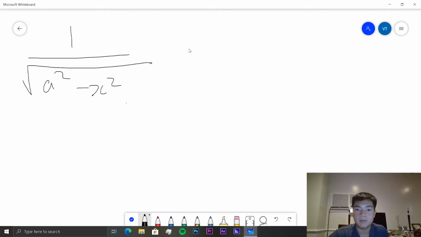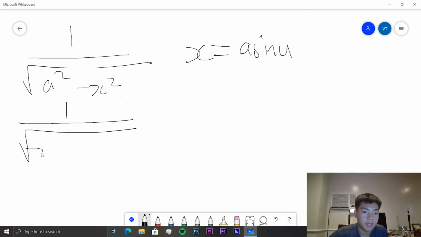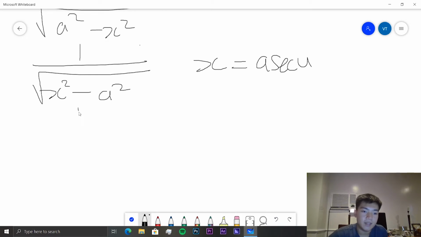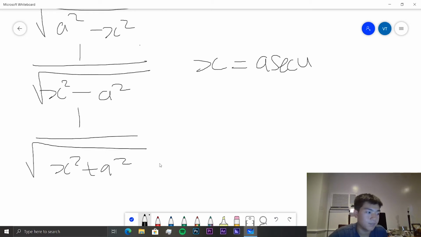we want to use the substitution x is equal to a sine u. If we have one that's 1 over the square root of x squared minus a squared, we want to use the substitution x is equal to a secant u. Notice not cosine. And finally, if we have something like 1 over the square root of x squared plus a squared, we want to use the substitution x is equal to a tangent u.